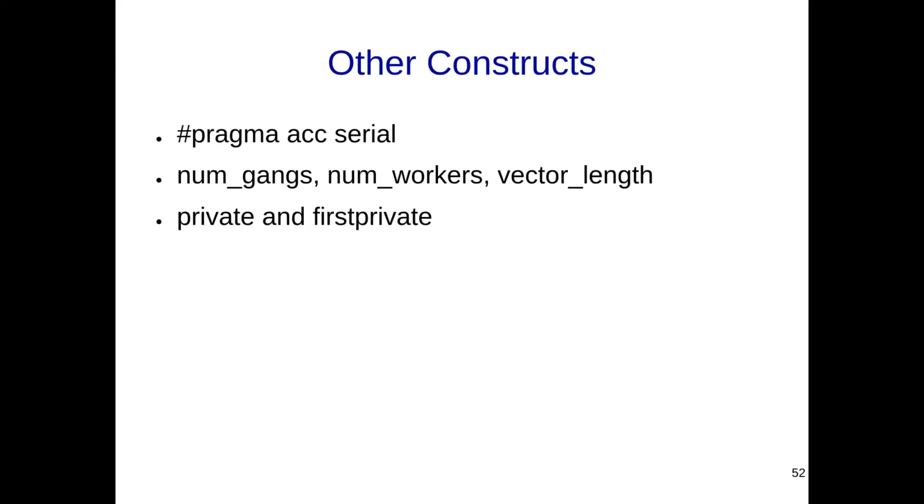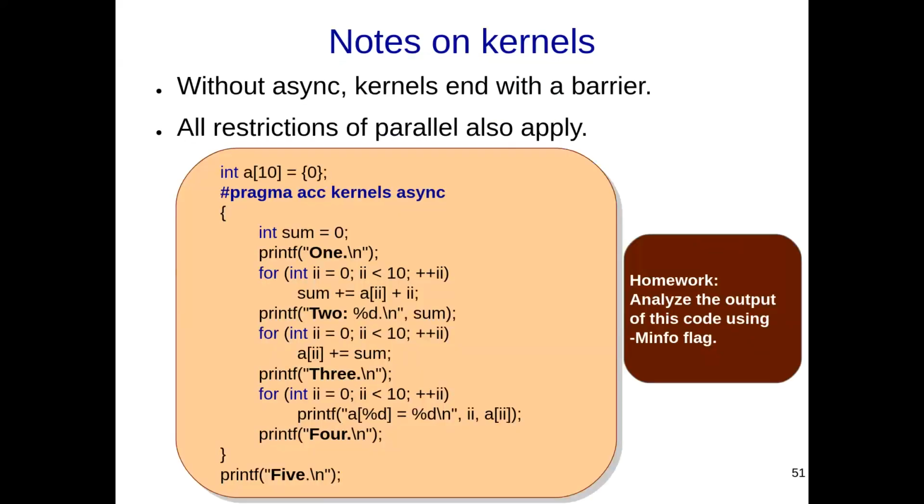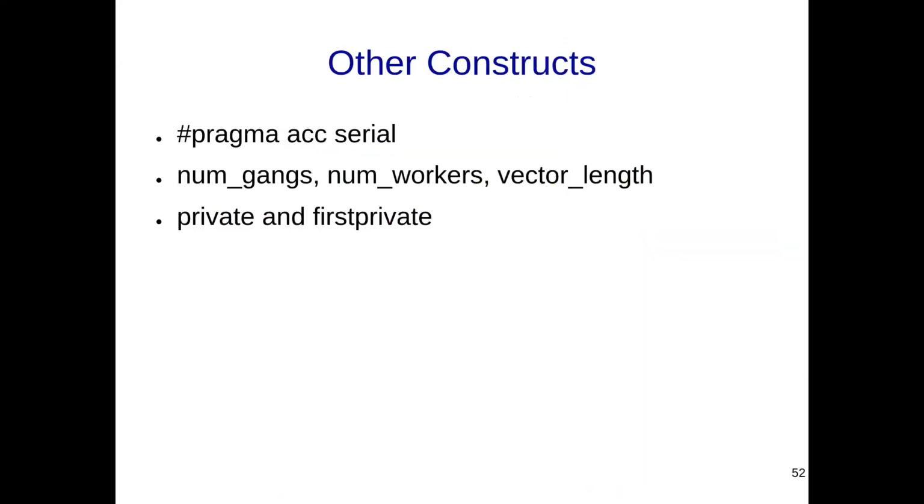And private and firstprivate are also similar to what we had in case of OpenMP, where you can privatize a variable, which means that there is a local copy created for each thread. For example, in this case, we had a variable which is common across all the threads running on the GPU. But if I want a local copy of the array to be created for some reason, then we can specify private A, and that will create a local copy of A.